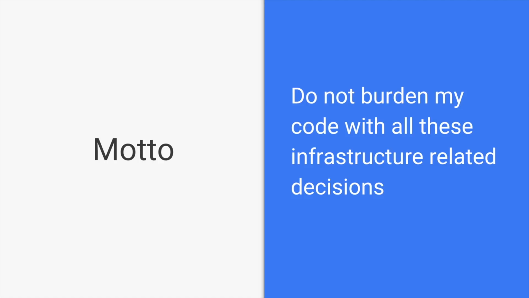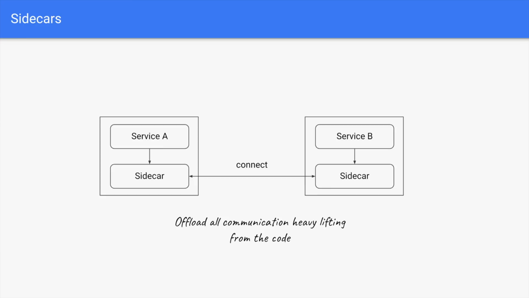Now that we have seen some of these challenges of microservices, let's see how service mesh is a concept that intends to solve all these challenges. The motto of service mesh is: do not burden my code with all these infrastructure related decisions. All these things that we talked about are administrative, infrastructure or communication related. They are not related to your actual business code, right? So we want some platform, some framework, some code to take off all these responsibilities from within our application code and do it somewhere else on a different plane. So let's say initially we had a service A directly talking to service B, right?